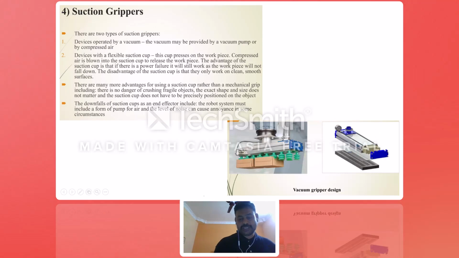Next, coming to the suction gripper. A suction gripper means a vacuum gripper. By using vacuum, they suck and hold. Here you look at the vacuum pump, which sucks the air. See how two cardboard boxes are gripped by the vacuum gripper. They use vacuum to grip the workpieces.